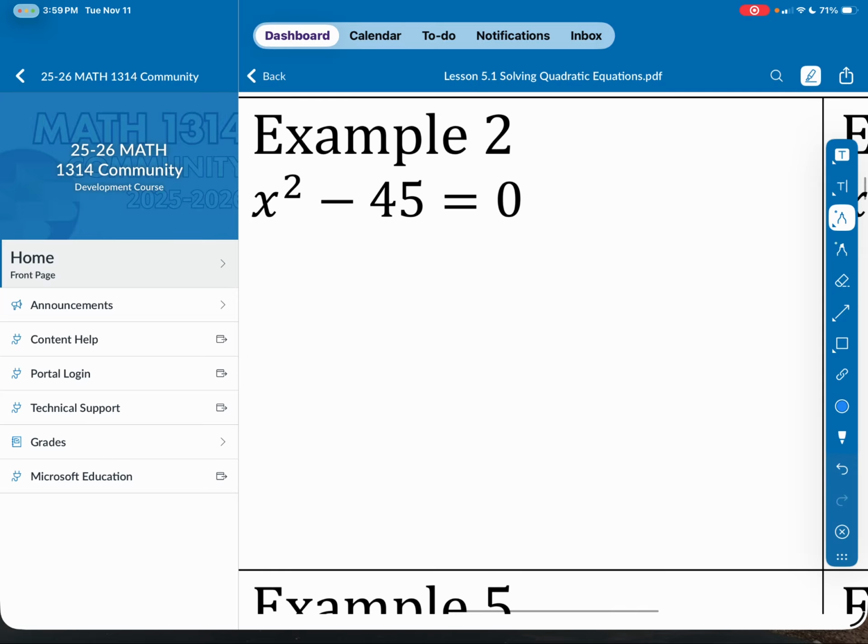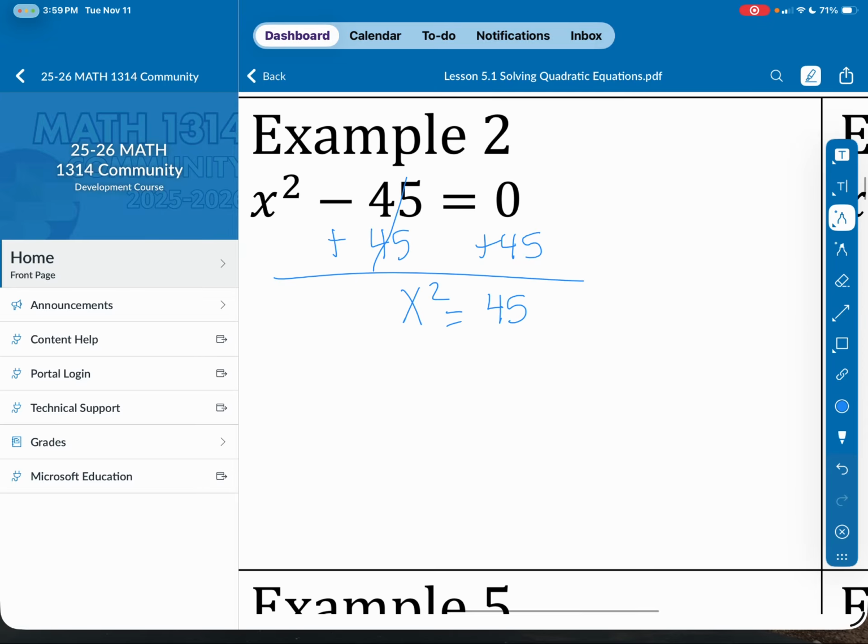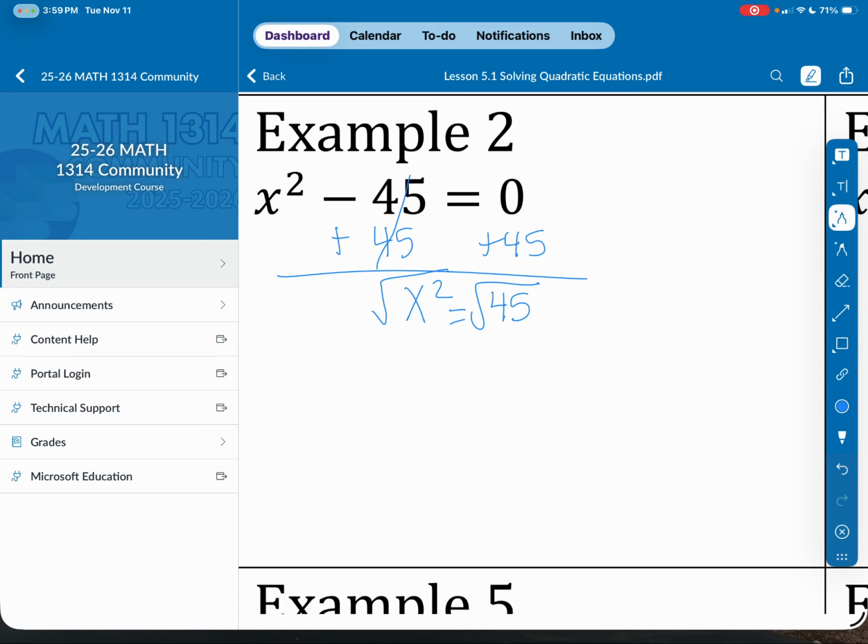So on example 2, we're going to do the same process where we add 45 to both sides, and we get x squared equals 45. To get rid of that square, I need to take the square root, and I get x equals the positive or negative value of the square root of 45.